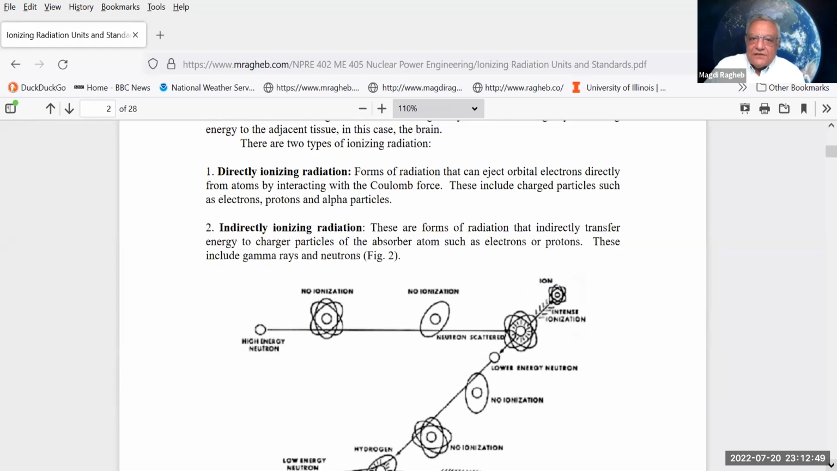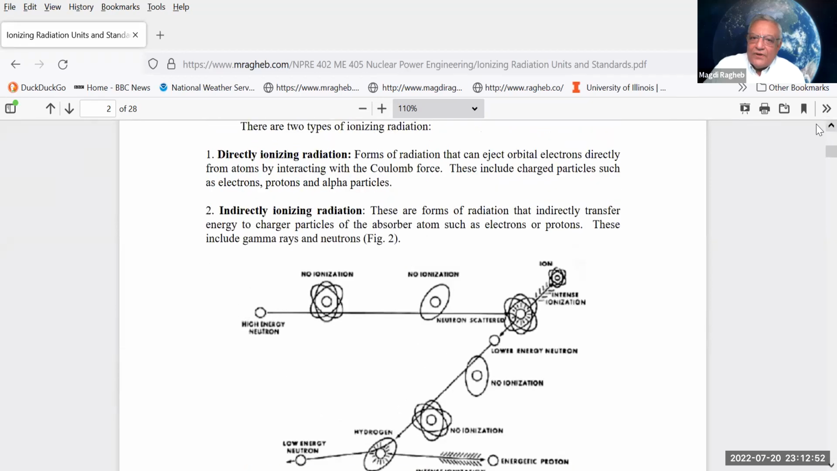All right, so radiation is important, and as I suggested, we are worried about ionizing radiation, radiation that has enough energy to ionize the atom. There are two types of ionizing radiation if we classify them. One type we call directly ionizing radiation, and this form of radiation can eject orbital electrons directly from the atoms through interacting with the Coulomb force of the atom. And these include charged particles such as electrons, protons, and alpha particles. They're charged, so the charge on them interacts with the Coulomb energy that keeps the electrons around the nucleus of the atom.